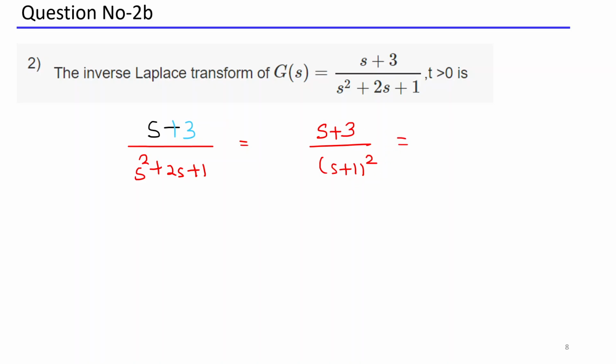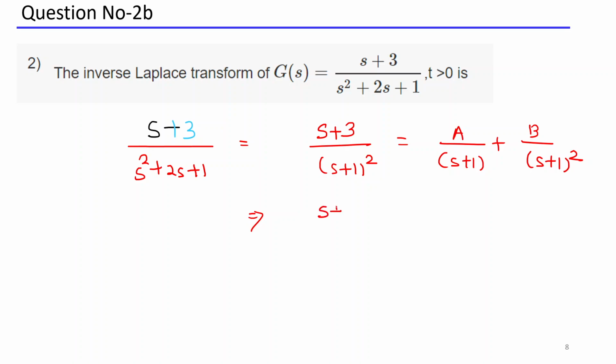Now you have to simplify it. Either you can use partial fractions. In partial fractions you can solve it as A divided by (s plus 1) plus B divided by (s plus 1) square, if you are very familiar with partial fractions. But I always try to simplify differently. If you do partial fractions you also find A and B. This is one way.